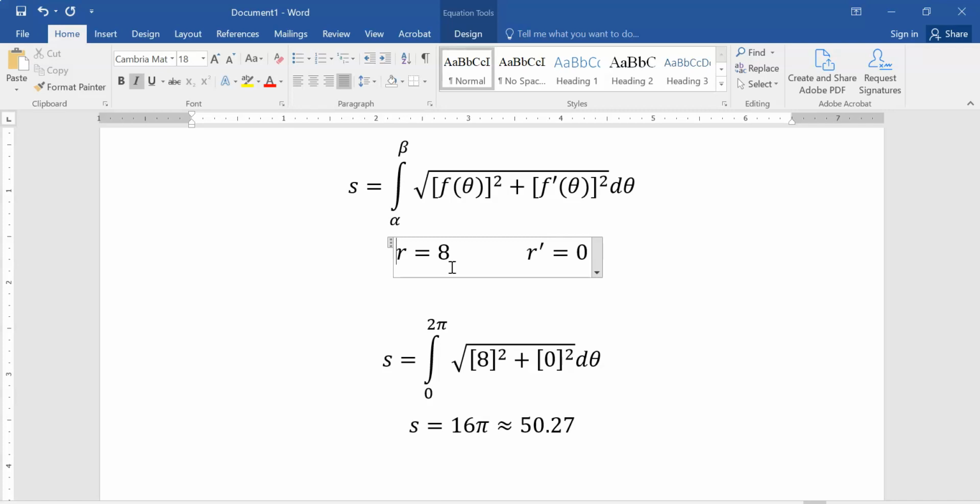So what this is telling us is that a circle of radius 8 has a circumference of 16 pi, which, if you remember from basic geometry classes, the circumference is always twice the radius times pi, 2 r pi. And you can see that this is always going to give you this regardless of which radius I chose. So there you go. That is the arc length of, in this case, a circle.